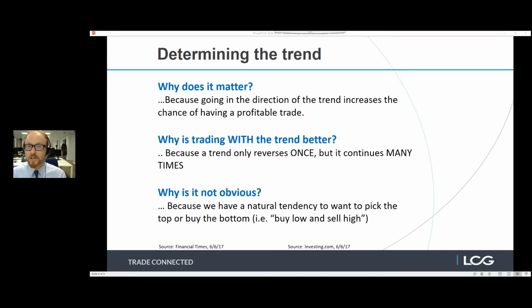A trend only reverses once, but it continues many times. So you get many pullbacks in a trend. Obviously, price doesn't go vertically upwards. It goes up, it starts coming down, and then you always have that question: is it coming down and reversing? Or is it coming down just for a little bit to offer a dip for us to buy and it continues going higher? Well, those little dips and continuations happen a lot more often than the reversals do.